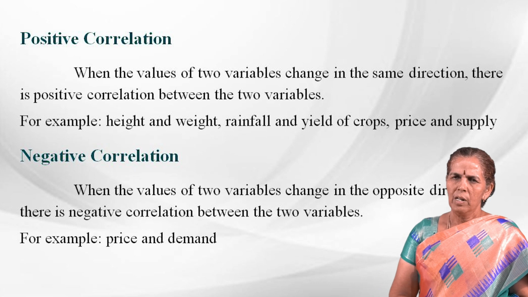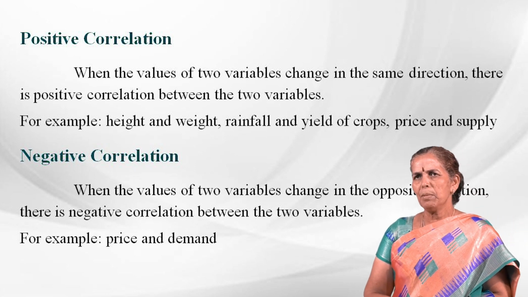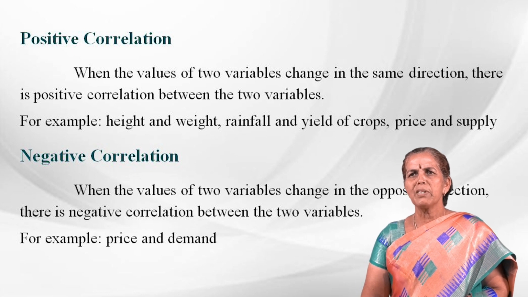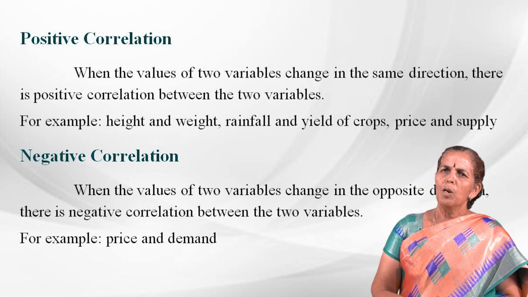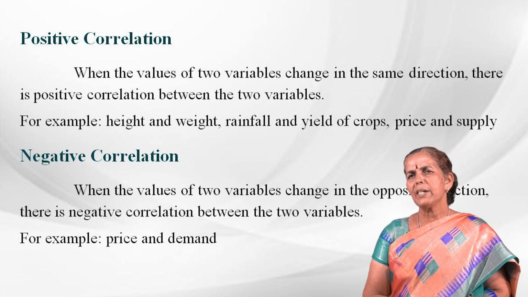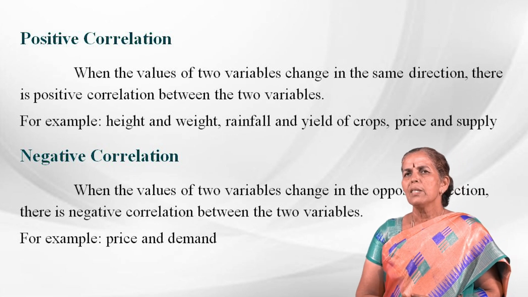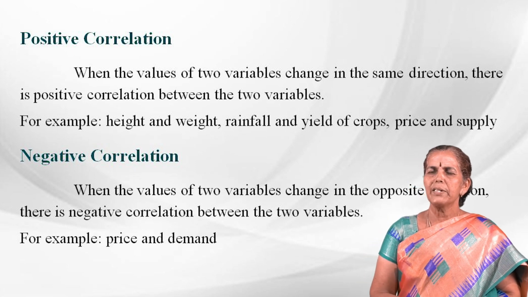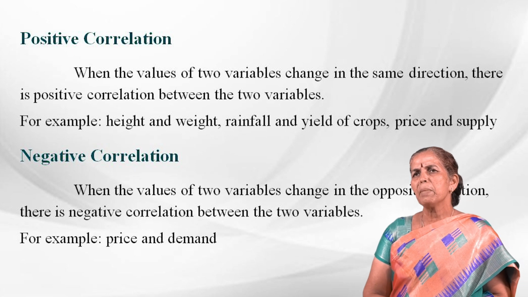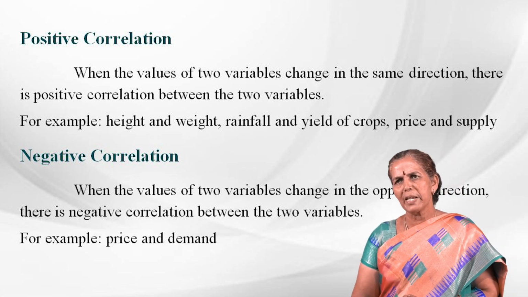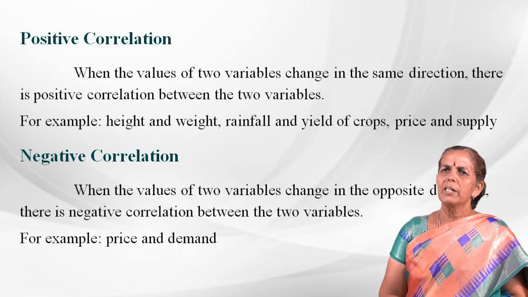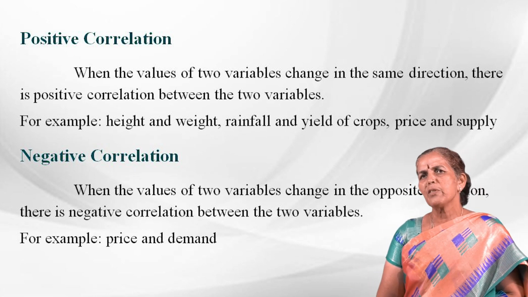Positive correlation. When the values of two variables change in the same direction, there is positive correlation between the two variables. That means both the variables are moving. Suppose the first variable is increasing, the related variable is also increasing. The first variable is decreasing, the related variable is also decreasing. That is called positive correlation. That means both the variables are moving in the same direction. For example, height and weight, rainfall and yield of crops, price and supply.